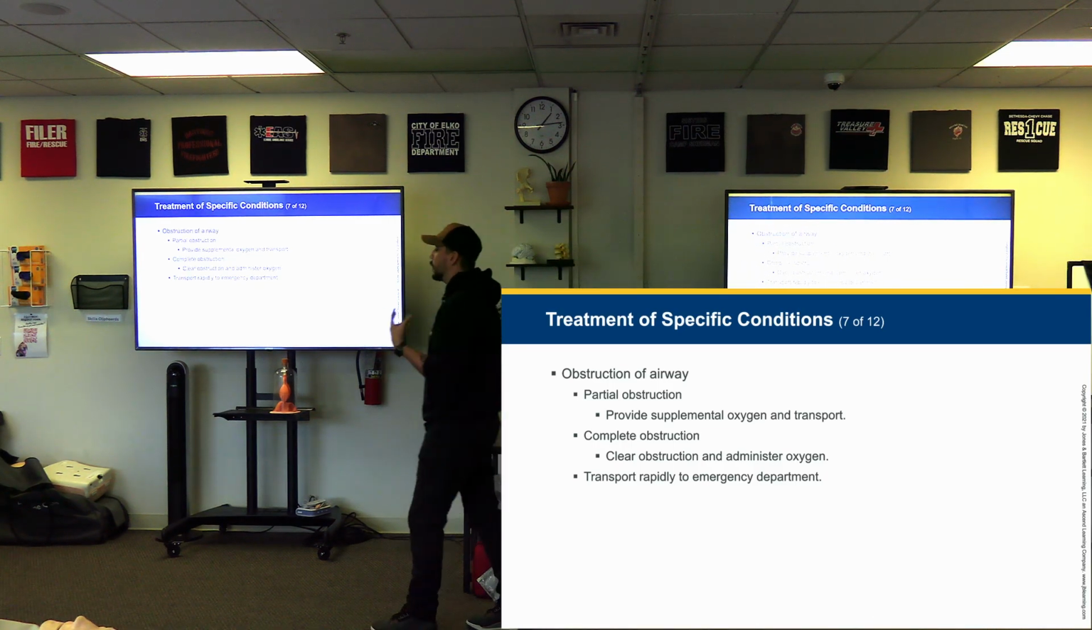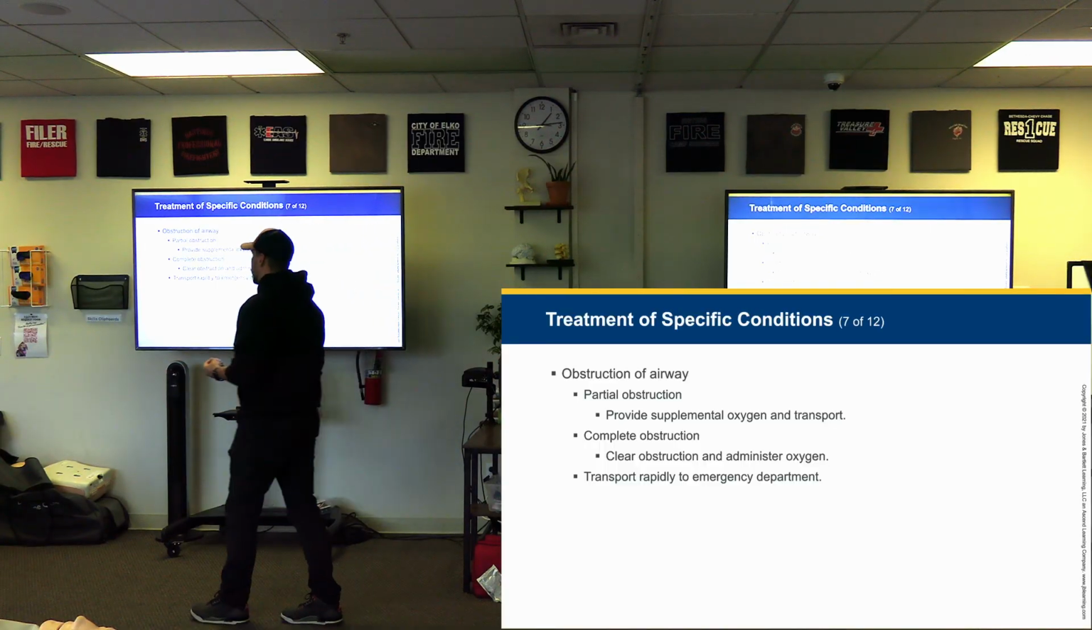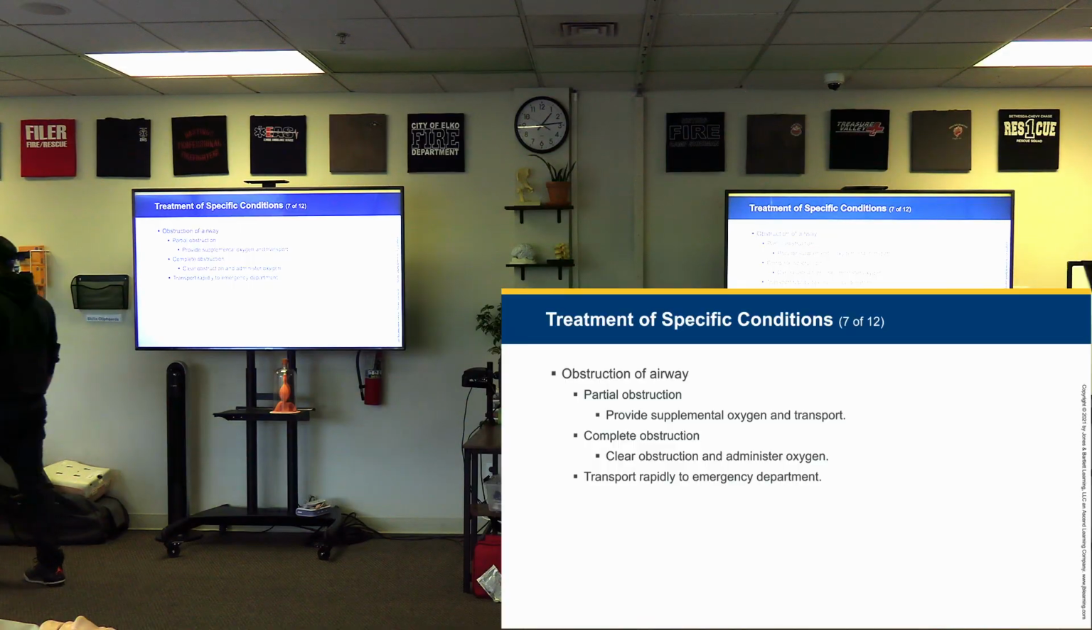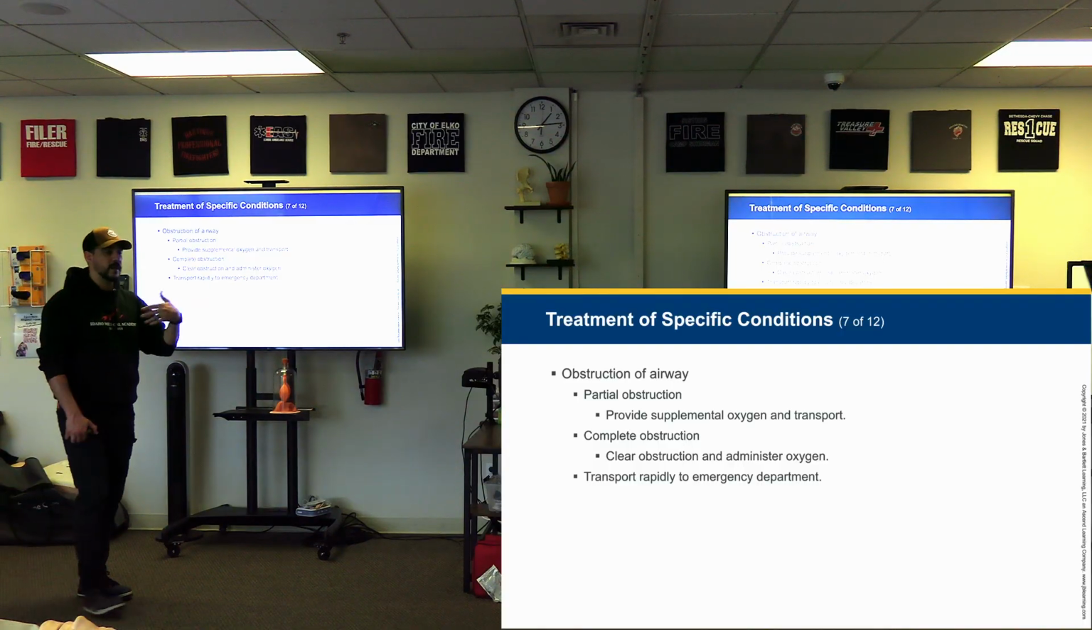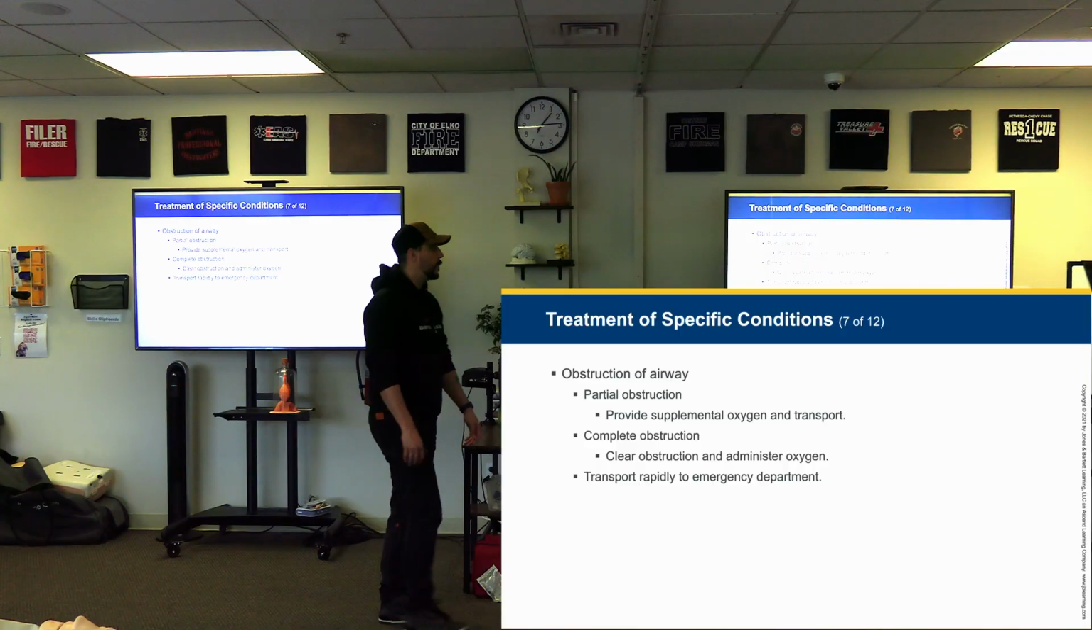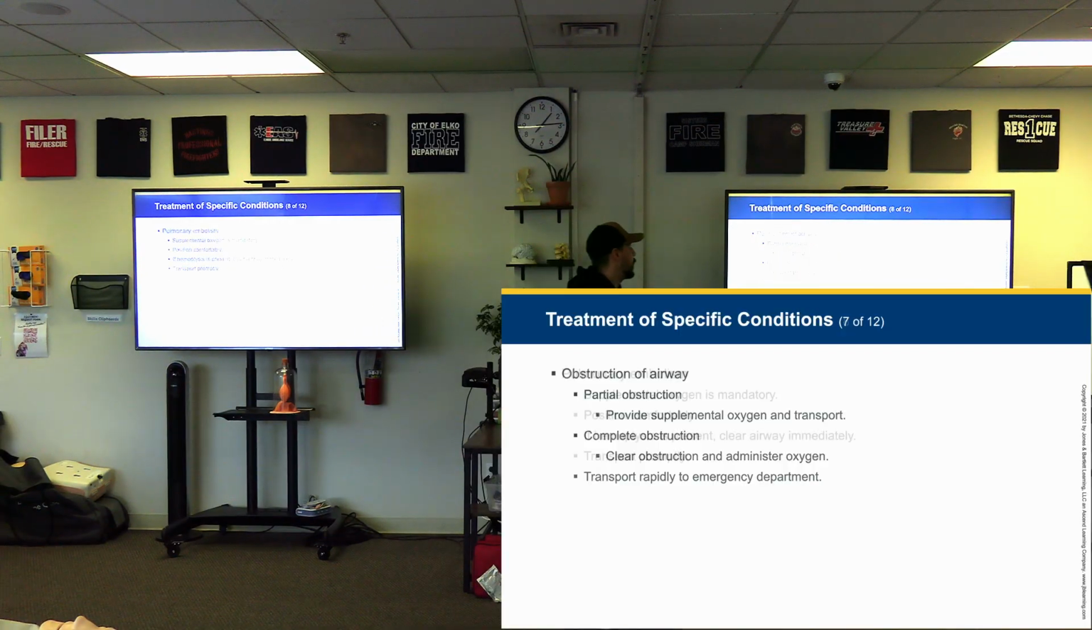If it's a complete obstruction, they are choking on something, clear the obstruction. So if they're conscious when you get there, the Heimlich maneuver, abdominal thrusts, okay? Until they lose consciousness, at which point you will start CPR. Once you start CPR, you're gonna hopefully force that offending object out, okay? Give them oxygen, and then both of them transport rapidly.